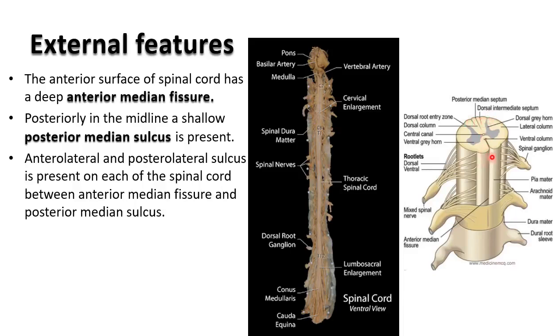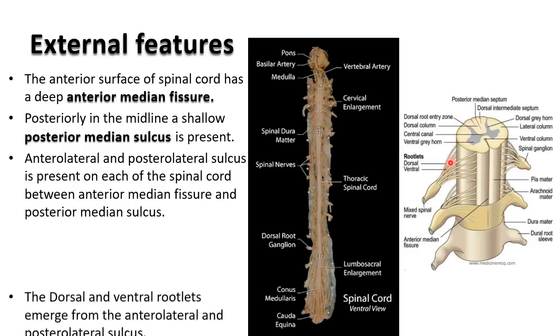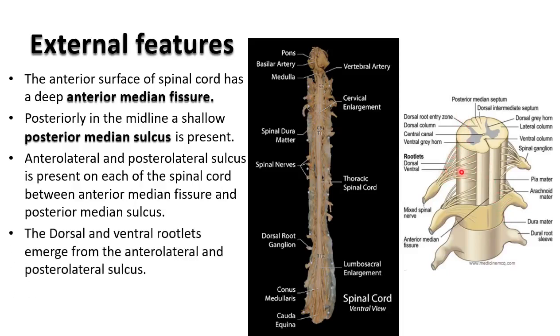So the anterolateral sulcus, and then what you see is the posterolateral sulcus. Along the length of this anterolateral sulcus and the posterolateral sulcus, the nerve roots arise. These are the ventral nerve roots, and the other one is the dorsal nerve roots. The ventral and dorsal nerve roots unite to form a typical spinal nerve.